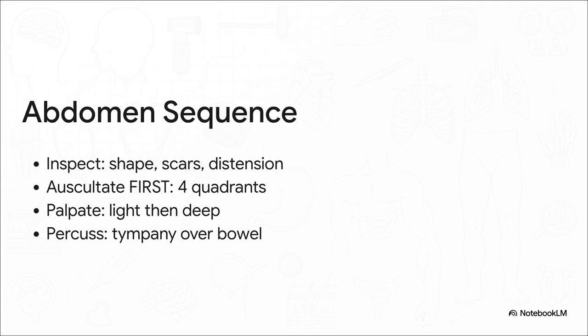First, inspect the shape for any scars, distension, or hernias. Second, and here is the flip, auscultate first, listening for bowel sounds across all 4 quadrants. Only after listening do we move on to light and then deep palpation to feel for tenderness, guarding, or masses. And we finish the whole thing up by percussing for tympany over the bowel and dullness over solid organs.